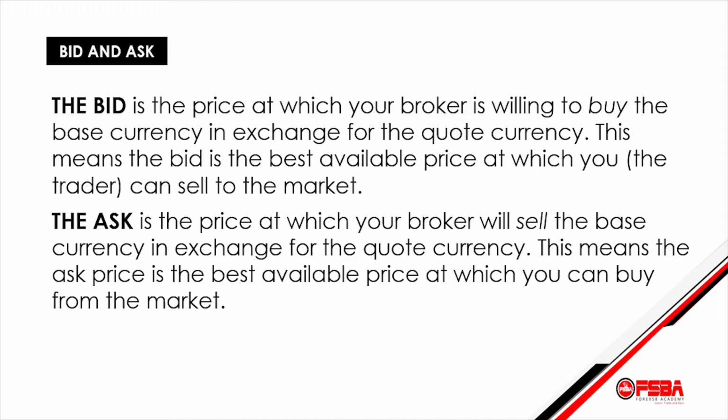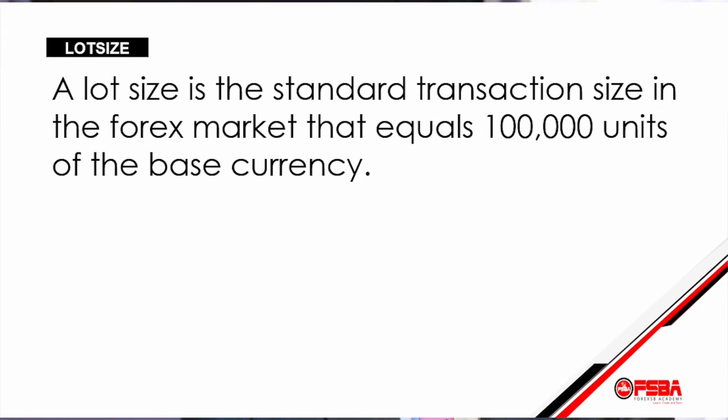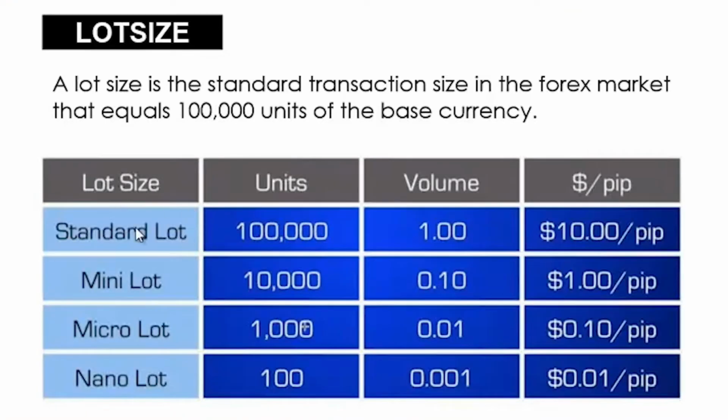This means the ask price is the best available price at which you can buy from the market. Lot size. A lot size is the standard transaction size in the forex market that equals 100,000 units of the base currency. So looking at this, we have lot size, we have units, we have volume, and we have pip. The standard lot size is 100,000. The mini lot size is 10,000. Micro lot size is 1,000. Then nano lot size is 100.